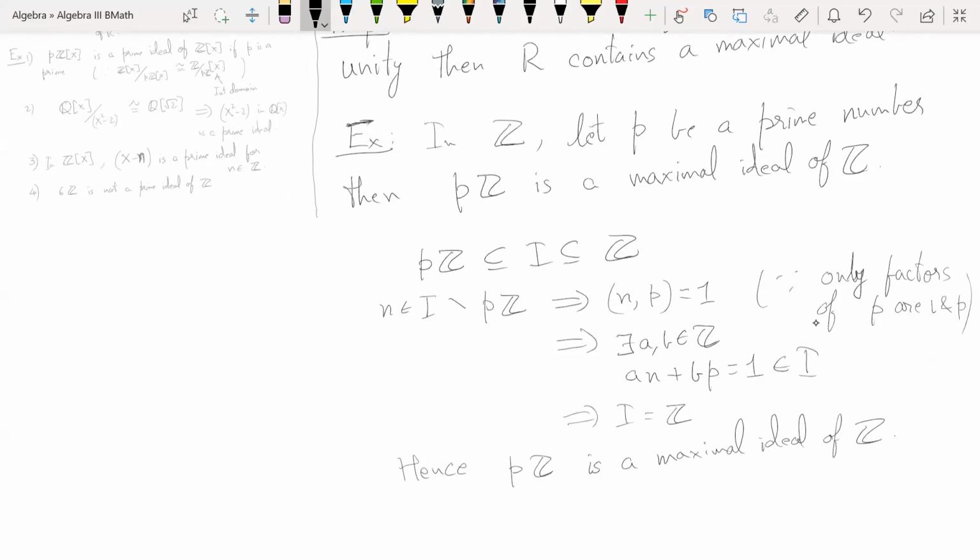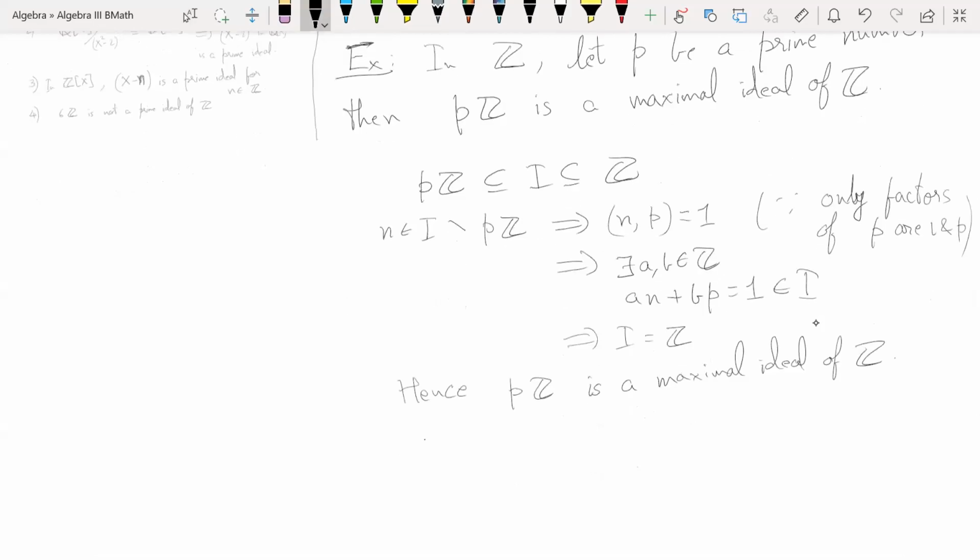So all these ideals PZ, where P is a prime number, are indeed maximal ideals, and these are all the maximal ideals. There is no other maximal ideal, because of course the zero ideal is not a maximal ideal, and if N is not a prime, then NZ is not maximal. So this is also clear.